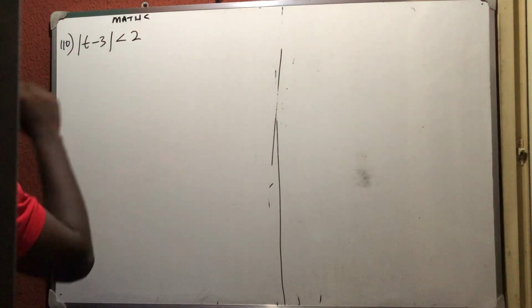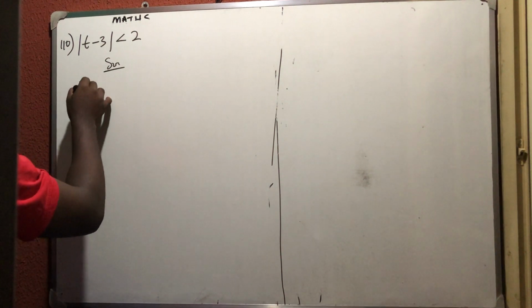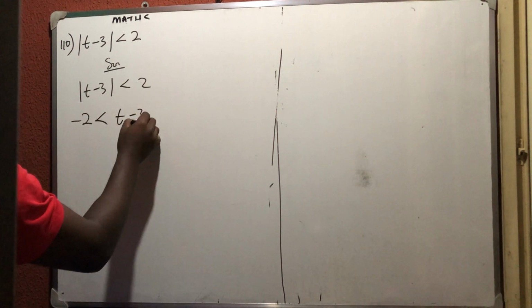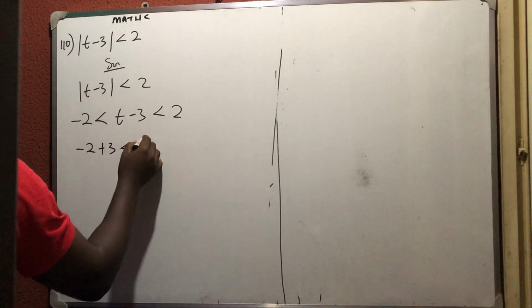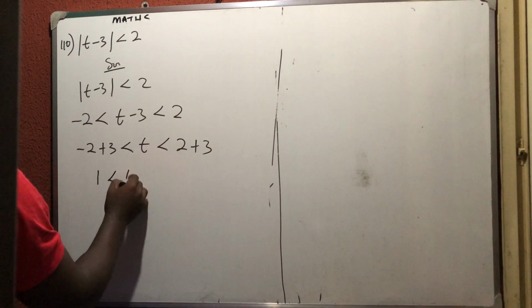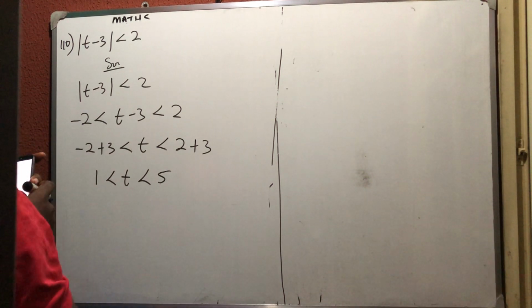Question number 110 says: solve the absolute value of t − 3 < 2. So how do you remove the absolute value? We have −2 < t − 3 < 2. So I'm having −2 + 3 < t < 2 + 3. So I'm having 1 < t < 5.